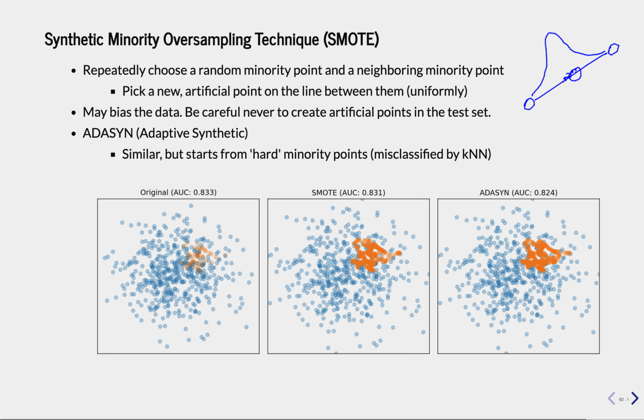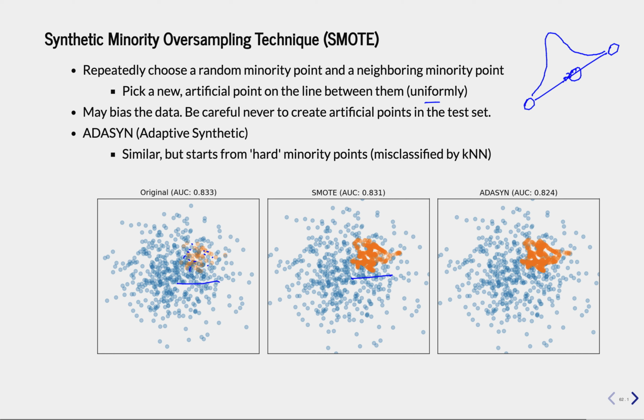Okay, so it's uniformly. This is a great technique to create more data points. So here you can see, for instance, this is the original data set, and here we have created new points in between all these orange points here.